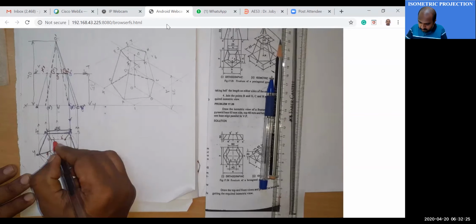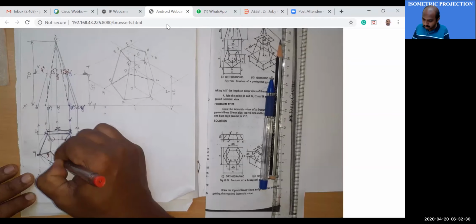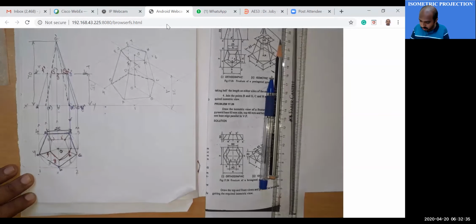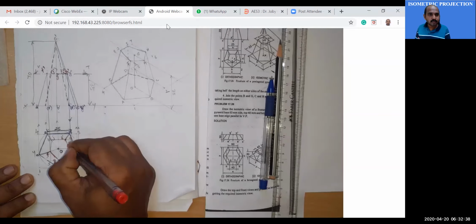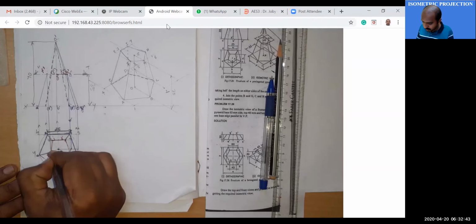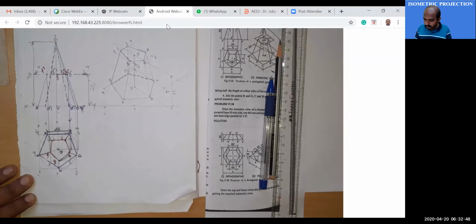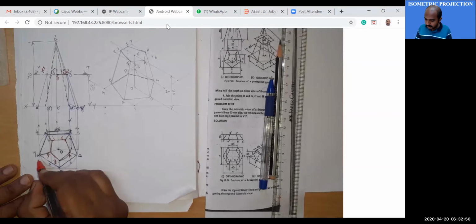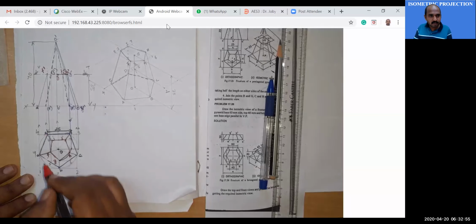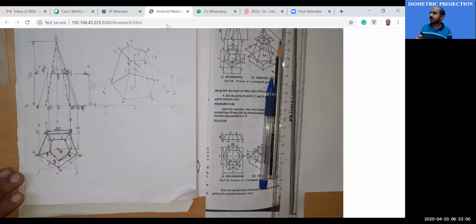Now we can connect F to G, G to H, H to I, I to J, and J to F. Now we have completed the bottom pentagon A, B, C, D, E, and the top is also a pentagon because the cutting plane is parallel to the XY line.